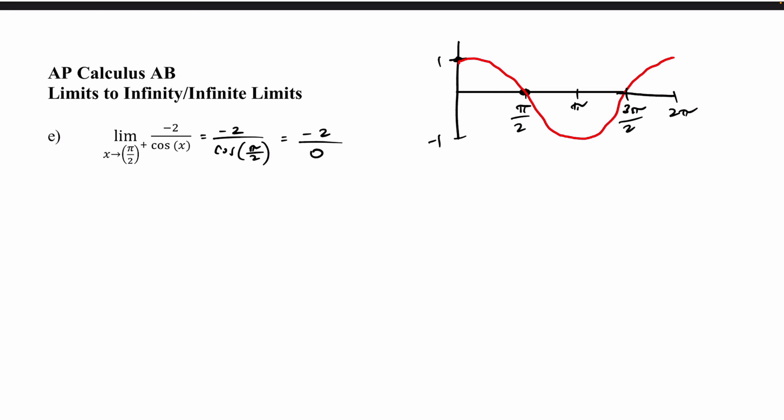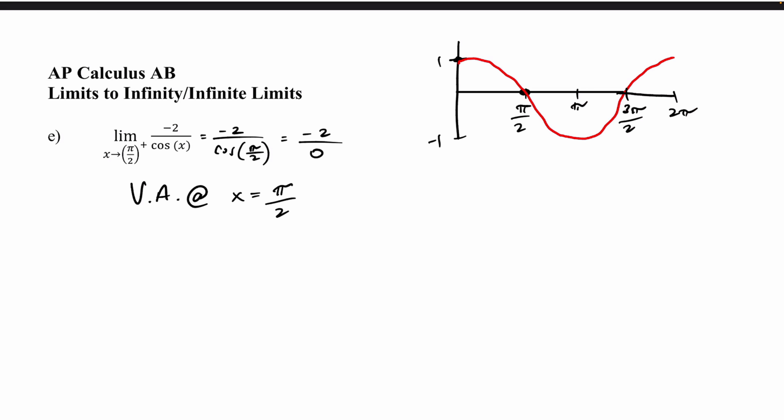So what does that tell us? Before we go into our next steps, what does that tell us? There's a vertical asymptote at that value. So there's a vertical asymptote at x equals pi over 2. Okay?